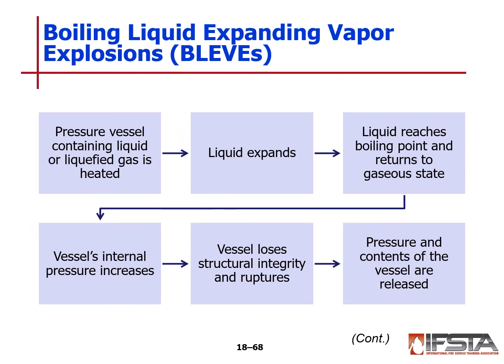Boiling liquid expanding vapor explosions is something that we need to talk about when it comes to our pressure vessels. The pressure vessel that contains liquid or liquefied gas gets heated, and then the liquid will expand. It'll boil more and it will expand. This liquid will reach a boiling point and return to a gaseous state. The vessel's internal pressure increases. The vessel begins to lose structural integrity, and at some point it is overcome and will rupture. The pressure and the contents of the vessel are then released.